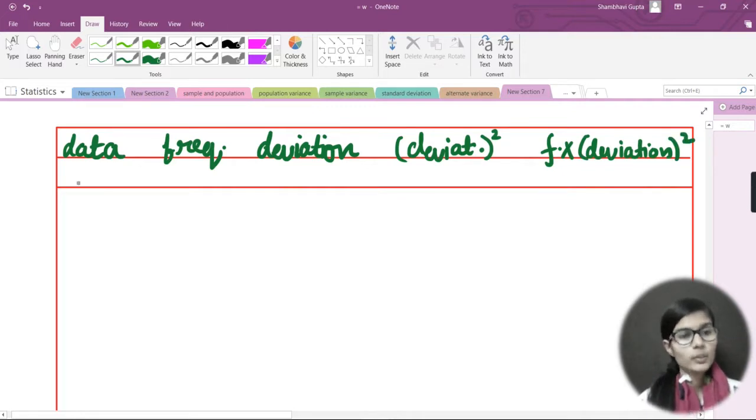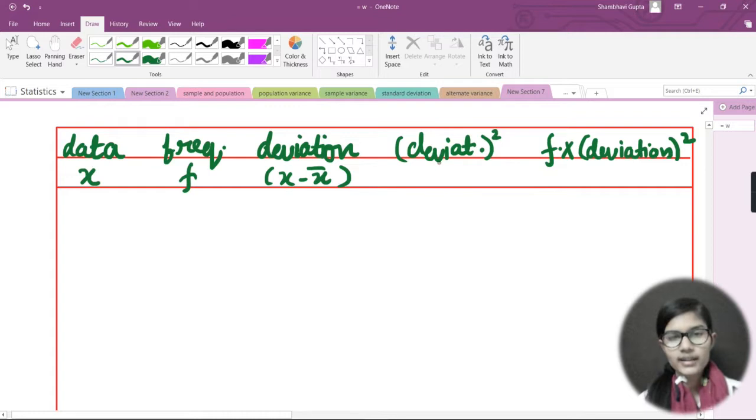Now this is my data. What is my data? Basically we represent it in the form of x. Frequency is denoted by f. What is the deviation? Deviation is x minus x bar. Now what is my x? x is my data, right? And what is this x bar? x bar is the mean which we have just found out, which we also call the average. So x bar is my mean and x is my data.